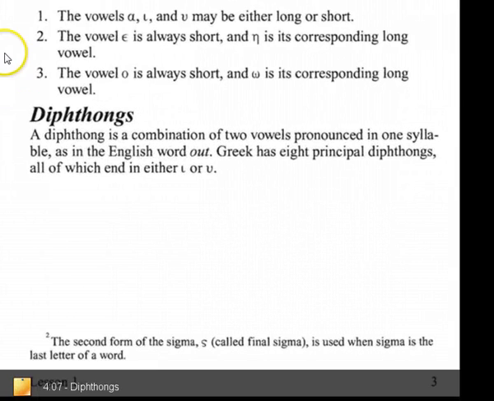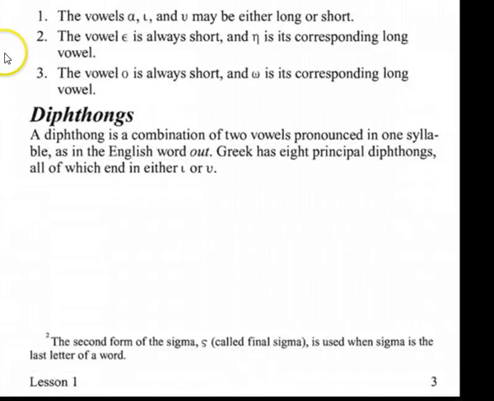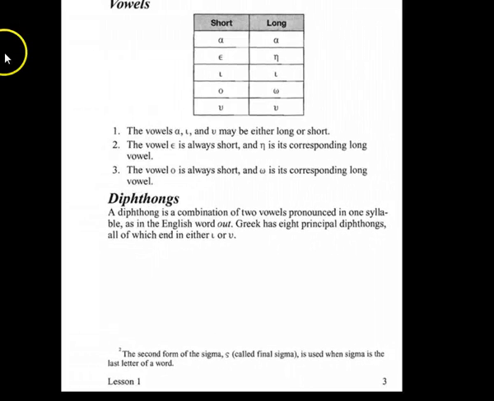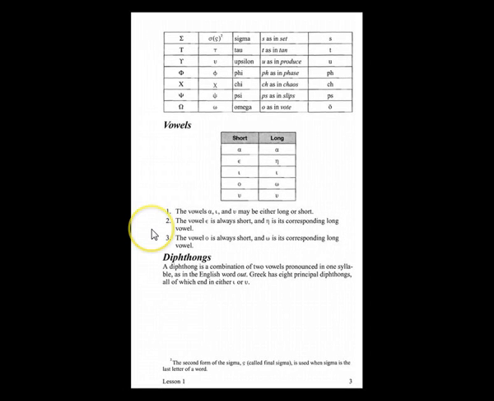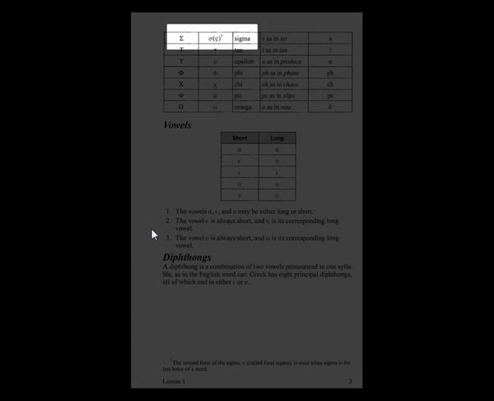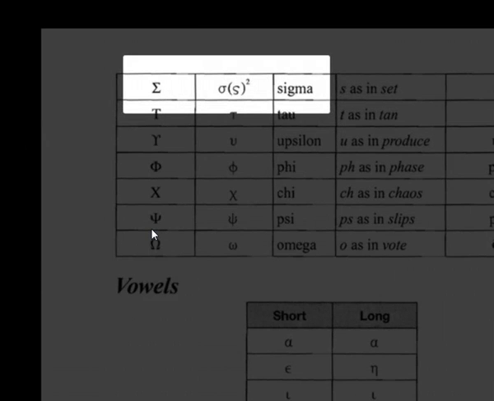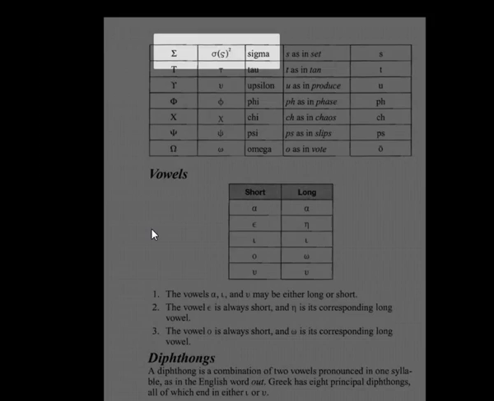A diphthong is a combination of two vowels pronounced in one syllable, as in the English word out. Greek has 8 principal diphthongs, all of which end in either iota or upsilon. One final comment, footnote 2, I should have mentioned when talking about the letter sigma. The form on the left is the medial sigma, which is used in the beginning or middle of a word, and the form in parentheses is called a final sigma because it's used at the end of a word.